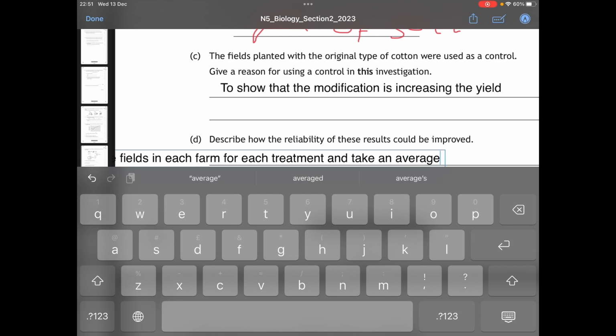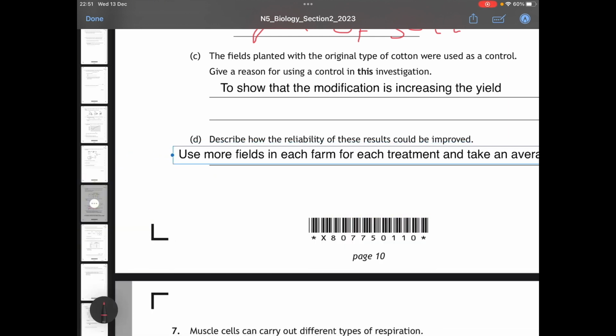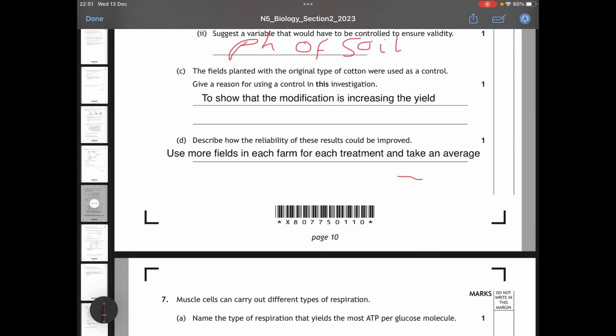Okay, so I've not just said repeat the experiment. For this one you probably get away with just saying increase the number of fields used, or increase the number of fields planted with each type of cotton or something like that, but I've just given you a very full answer there. So use more fields in each farm for each treatment, and then take an average is the best way to improve reliability.